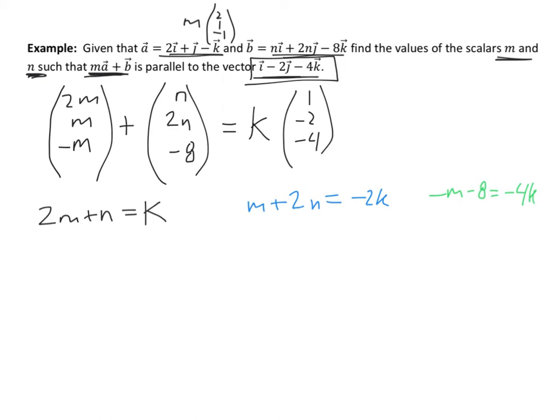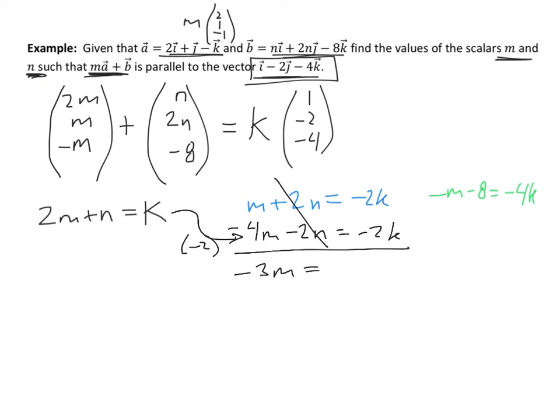I'm going to do that by taking this equation and putting it here, multiplied by negative 2 so that the n's will cancel out. So when I do that, I'll get negative 4m minus 2n equals negative 2k. So when I add these up, like we said, the n's drop out, I get negative 3m equals negative 4k. All right, so now I have 2 equations that only have 2 unknowns. This is just like a normal system of equations like we've always solved.